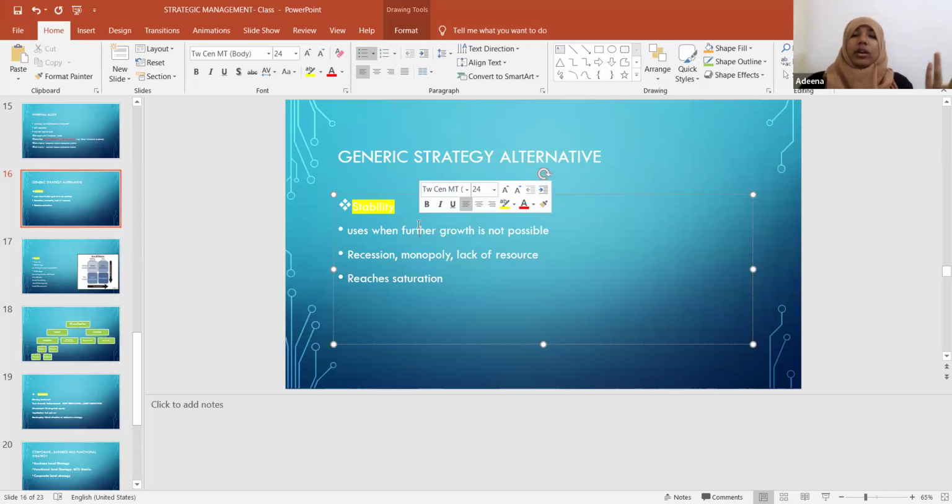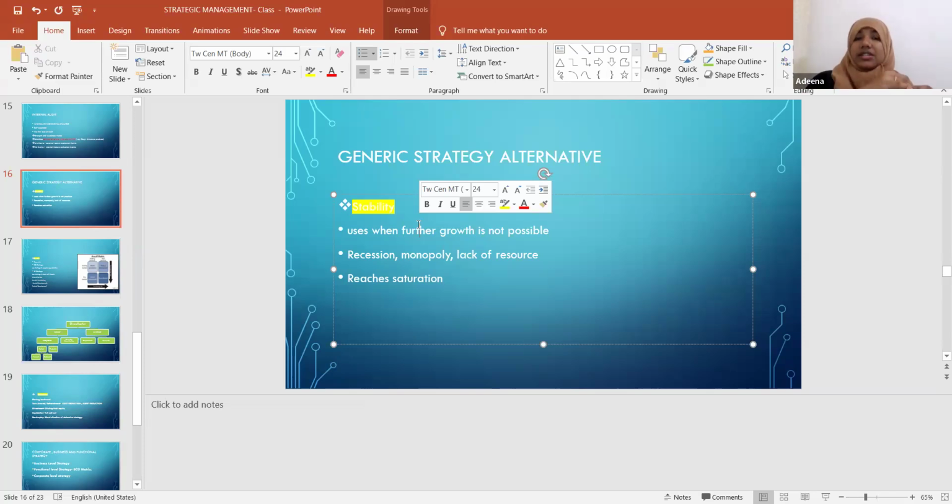And this stability strategy could be undertaken at the time of lack of resources. Maybe they have not reached their optimal level, but they don't have any resources to grow further. Or the recession has hit the market, where the organization cannot grow further. Or the market is a monopoly where there is no new entry, so they don't have to expand. They could just survive. They just have to produce whatever they want and the market is ready to buy. In that stage also, the organization can decide whether they take a stability strategy or not.